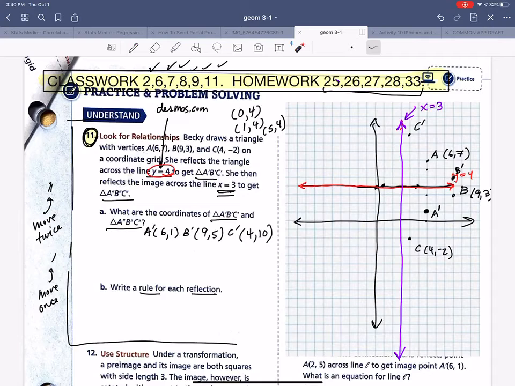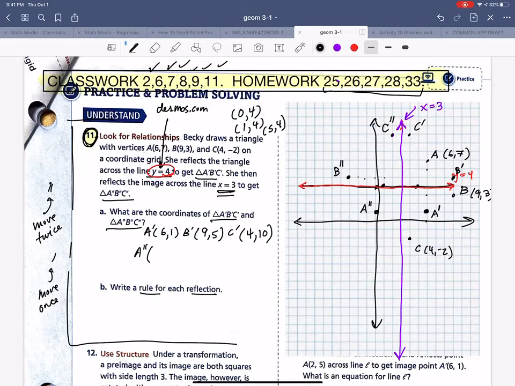So notice C prime is 1 to the right. So we're going to go 1 to the left and call that C double prime. Notice A prime is 3 to the right, so we're going to go 3 to the left, and that's A double prime. And last one, we've got B prime, which is a ways. 1, 2, 3, 4, 5, 6 to the right, so we're going to go 6 to the left. B double prime. Okay, so that's my new location.